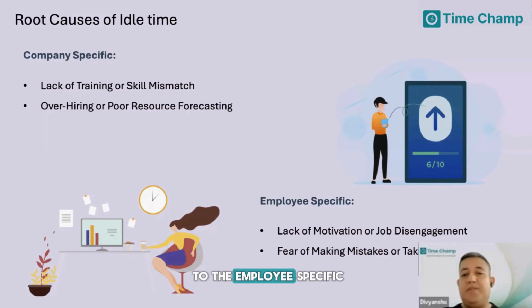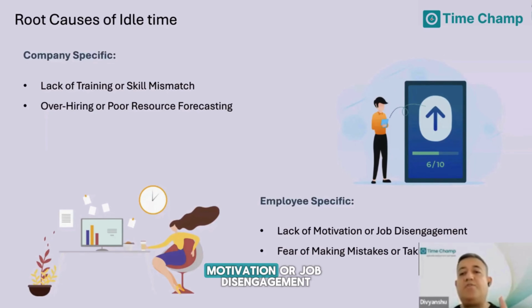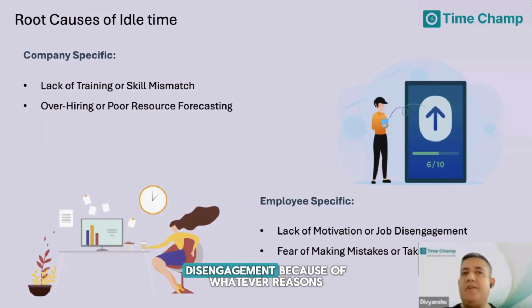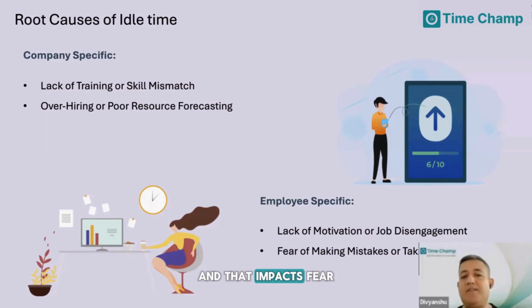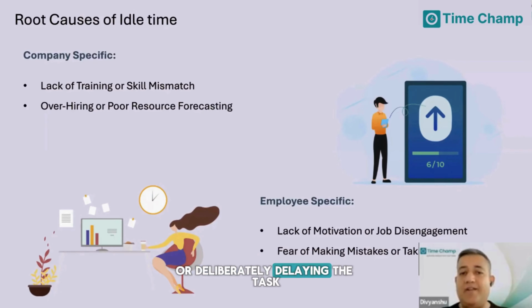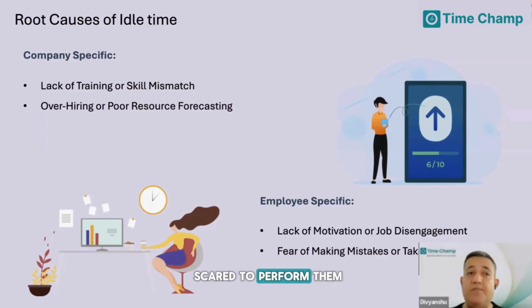Now let us switch to the employee specific. Lack of motivation or job disengagement. Many people get demotivated for various reasons, or they have job disengagement because of whatever reasons, and that impacts their work. Then, fear of making mistakes or taking initiative. People are fearful that, oh, my manager will mark me down if I do this, or if I try to do something new. And that is where the problem comes in. They sit idle thinking about it, which again results in procrastination or deliberately delaying the task because they're too scared to perform it.